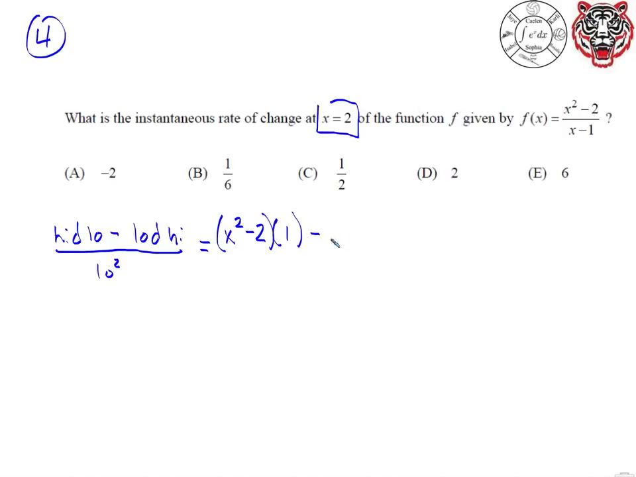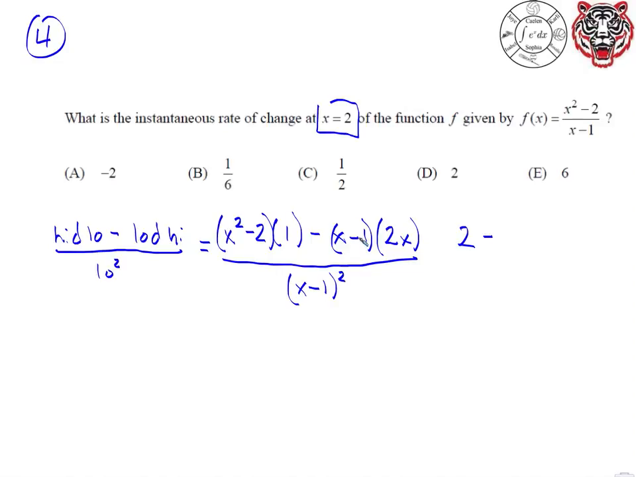Minus, and then low I can do, and then you're going to do d high. D high is 2x, yep. And then this is all divided by x minus 1 to the power of 2. I'm going to go ahead and just substitute right away. I don't want to do any simplification. It's just a waste of time. So plug in 2. 2 squared is 4, minus 2 is 2. So this term right here turned into 2 times 1.